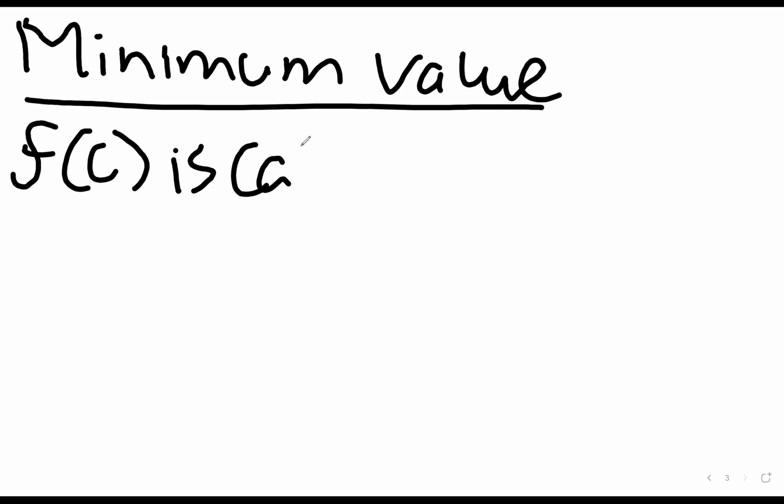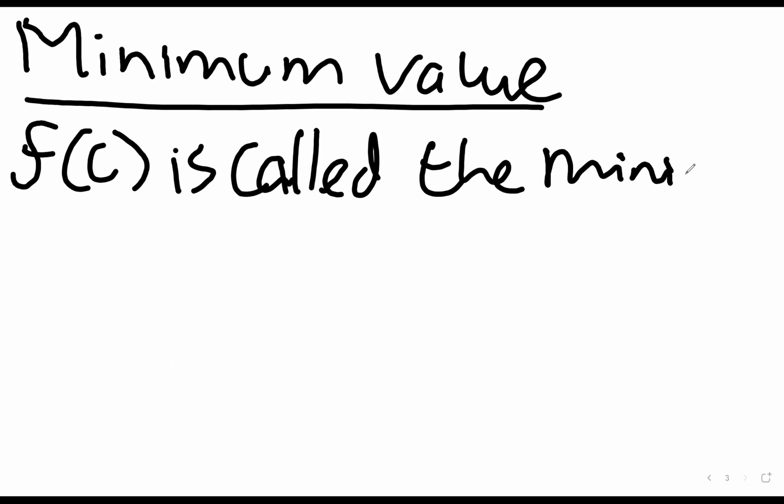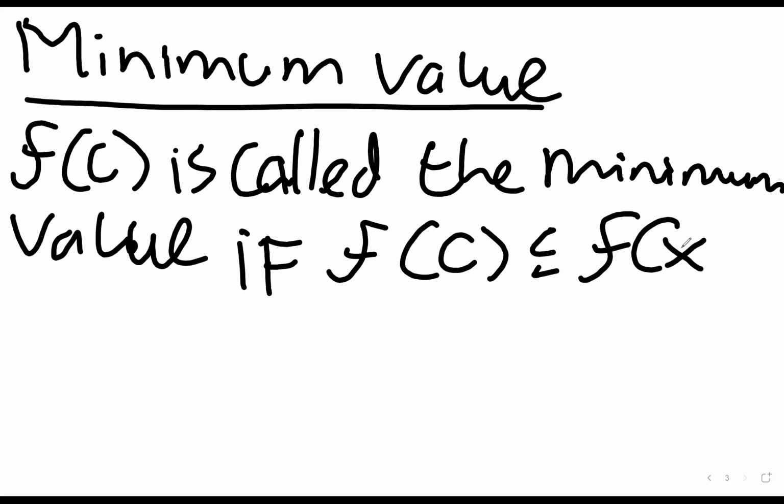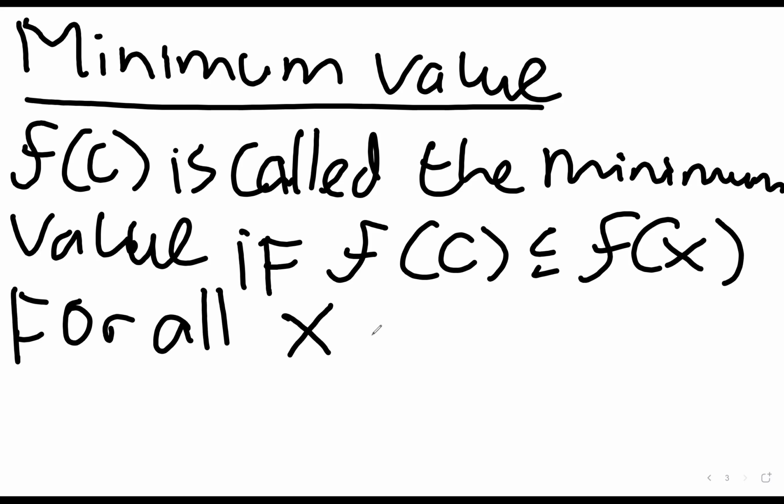is called the minimum value if the value of f of c is the smallest one, namely f of c is less than or equal to f of x for all x in the interval I. So that's the meaning of the maximum and the minimum value.